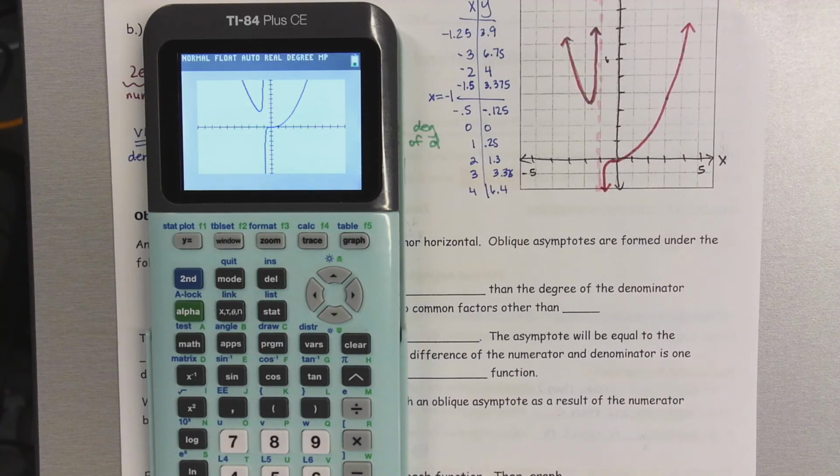All right, so for today, I'm going to give you 5 questions to work on. They have to be on graph paper.